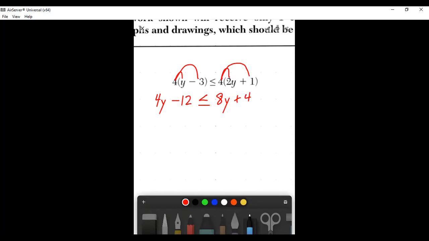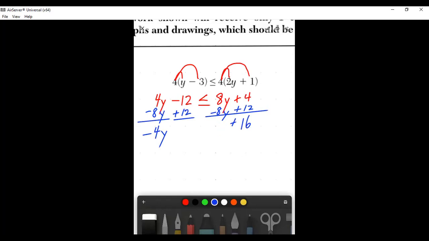And now I'm just going to move the 8y over here. So I'm going to subtract 8y from both sides. So over here, I'm going to have -4y. And then, because I want the numbers on the other side of the inequality, I'm going to add 12 to this, which means I have to add 12 to this. By the way, 8y minus 8y is going to be 0. 4 plus 12 is going to be 16. So I don't need to put that there.